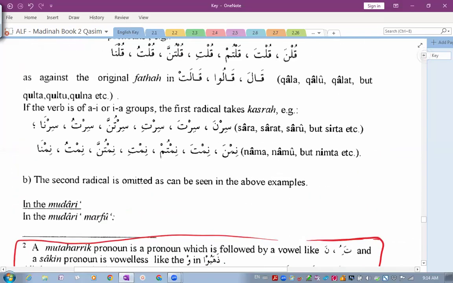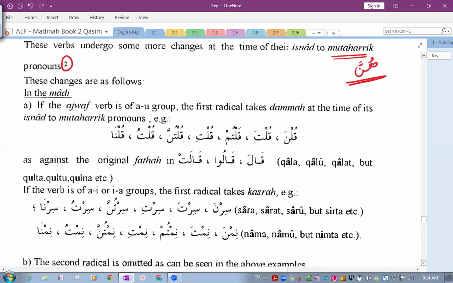Yeah, so those changes we saw also take place. Assalamu alaikum. Wa alaikum assalam wa rahmatullah. Sorry for the interruption in between, brother.